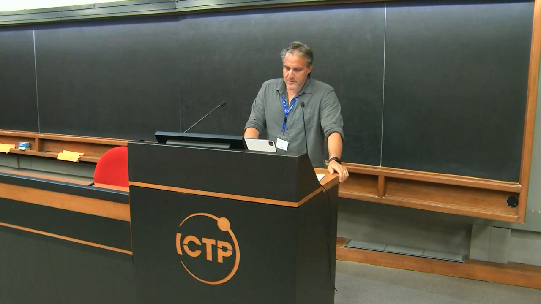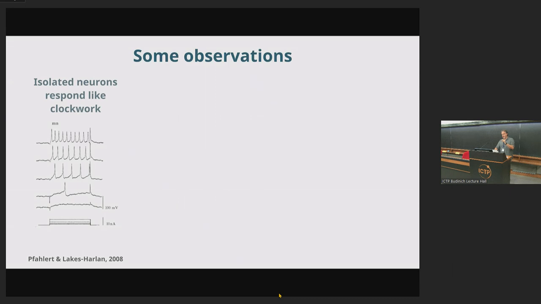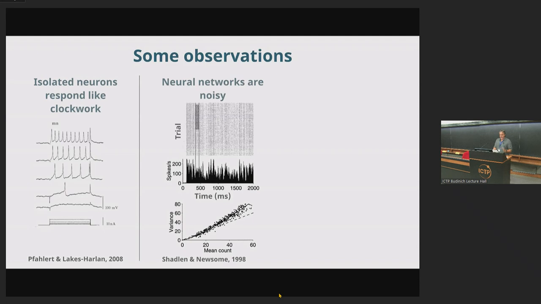So first, a few observations on the brain. If we take an isolated neuron from our cortex and inject current into it, first, I hope all of you know or have heard that neurons are basically activated by spiking. They release discrete action potentials. But if we inject a stable DC current, the neuron fires like clockwork, very stable. But when we look in the brain, or not only in the brain, but in cultured neural networks, we find something very different.